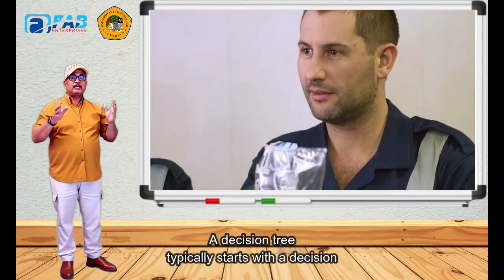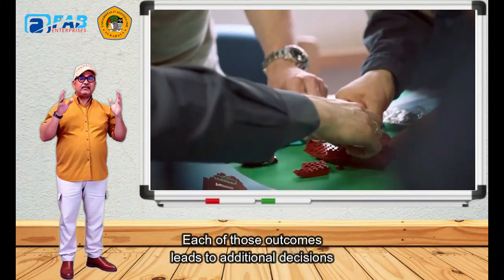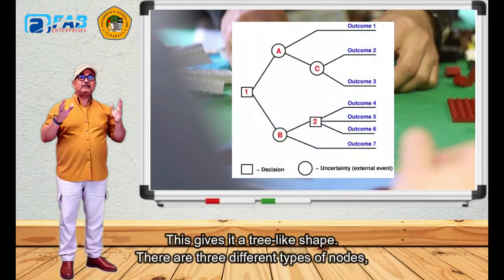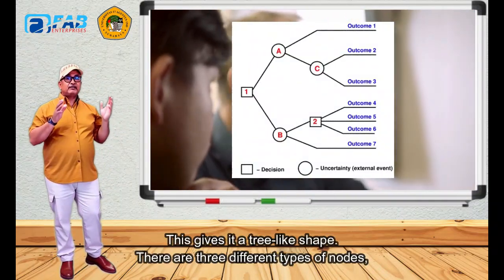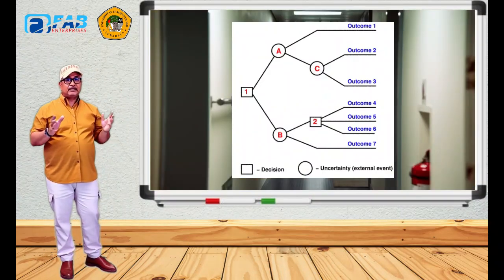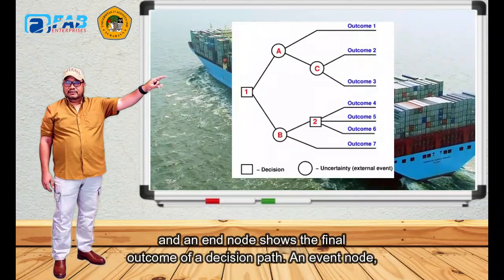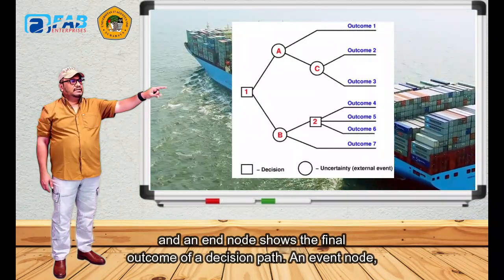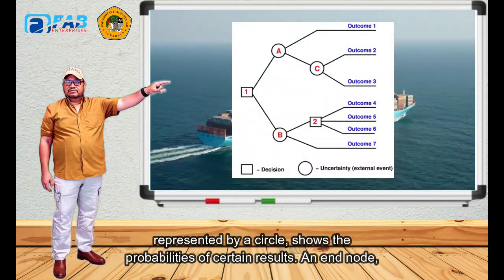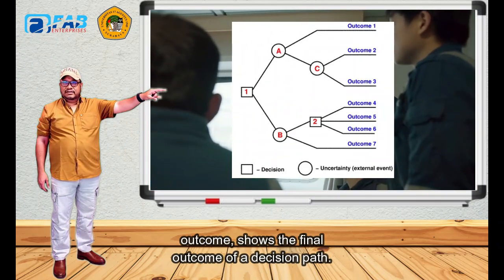A decision tree typically starts with a decision which branches into possible outcomes. Each of those outcomes leads to additional decisions which branch off into other possibilities. This gives it a tree-like shape. There are 3 different types of nodes: decision nodes, event nodes, and end nodes. A decision node, represented by a square, shows a decision to be made, and an end node shows the final outcome of a decision path. An event node, represented by a circle, shows the probabilities of certain results. An end node, outcome, shows the final outcome of a decision path.